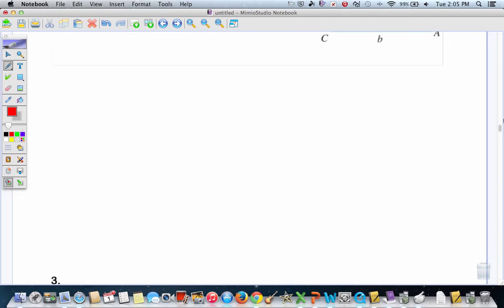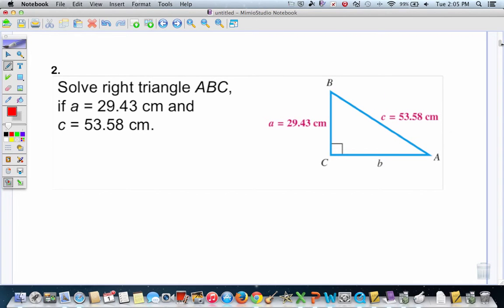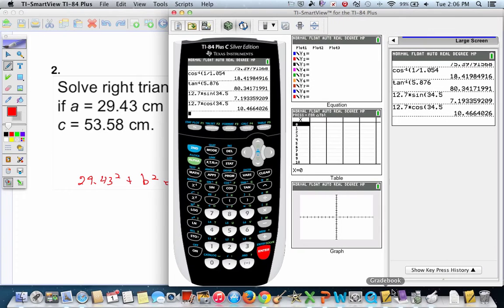Moving on to one more version of that. Notice here we have our right triangle ABC. C is our right angle. In this case, we have side A to be 29.43 and side C to be 53.58. I think most of us would agree that to find side B, the easiest thing to do would be to use our calculator and do the Pythagorean theorem. So I have 29.43 squared plus b squared equals 53.58 squared. And we'll go ahead and plug that into our calculator.